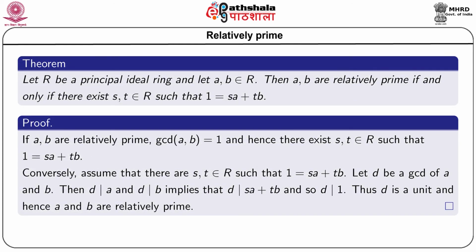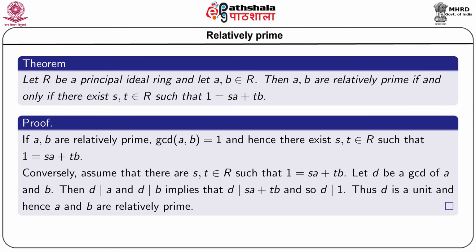Here we have the following necessary and sufficient condition for a and b to be relatively prime. If a and b are two elements of a principal ideal ring R, then they are relatively prime if and only if there exist s, t in R such that 1 equals sa plus tb.